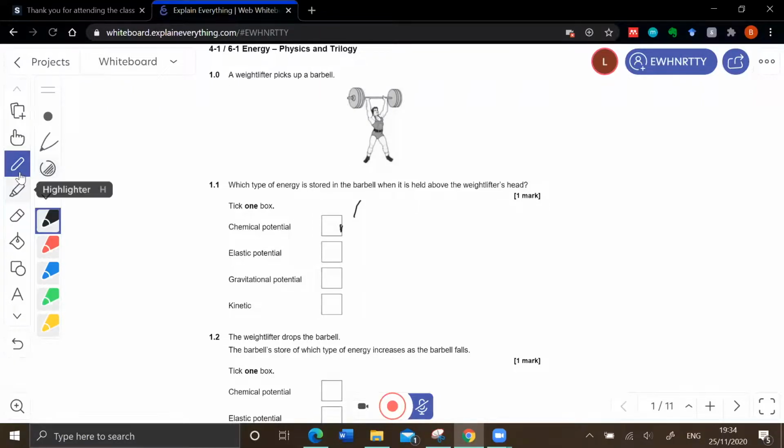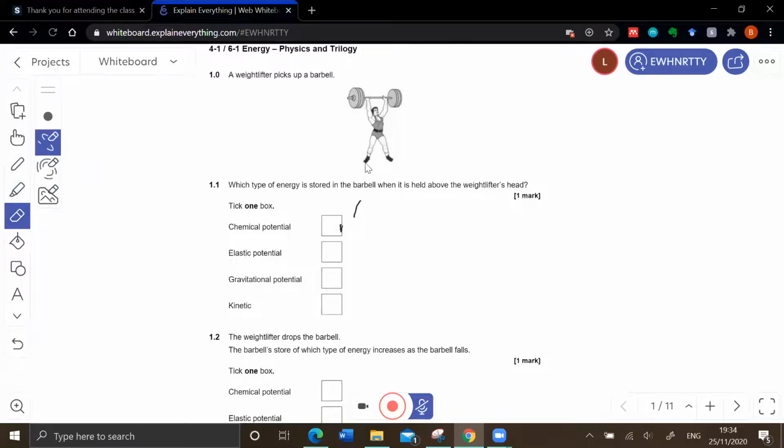A weightlifter picks up a barbell. Which type of energy is stored in the barbell when it is held above the weightlifter's head? We've got a choice of chemical potential, elastic potential, gravitational potential, or kinetic. Let's think about what each of these means before we attempt to answer this.